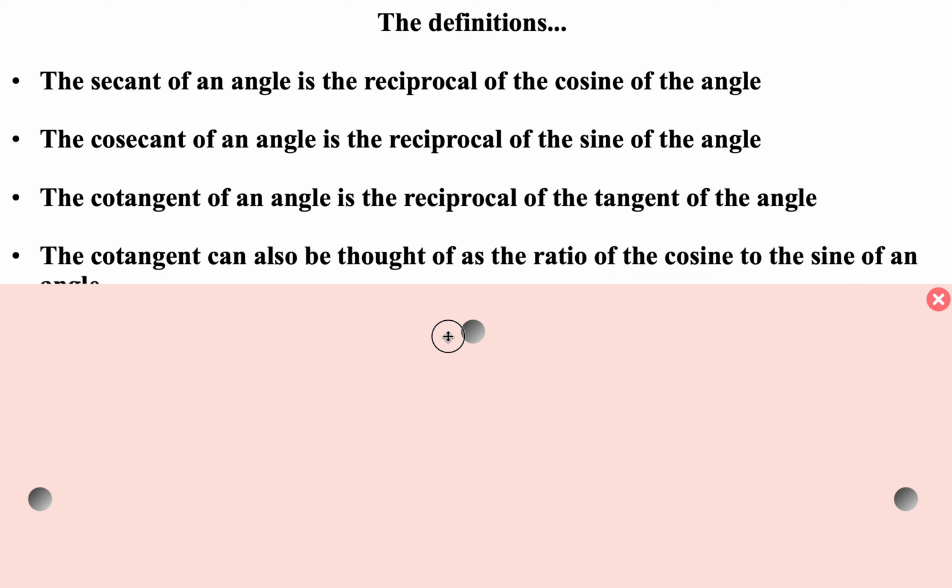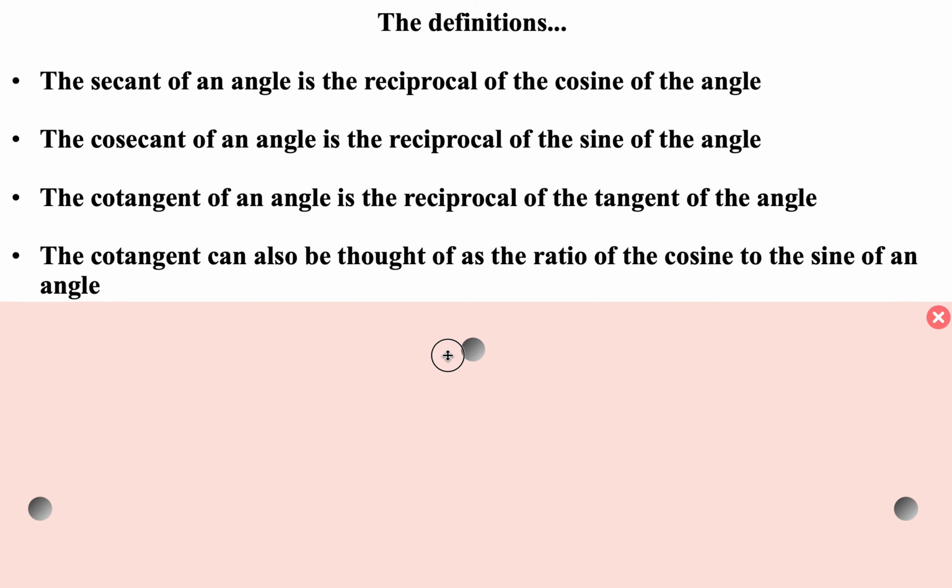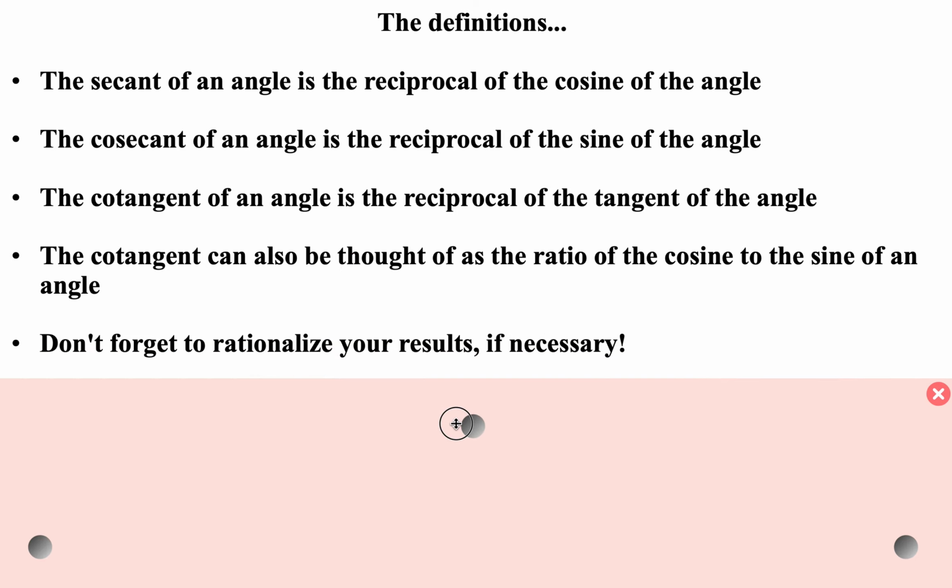The cotangent can also be thought of as the ratio of the cosine to the sine. Remember, tangent is the sine over the cosine. Well, the cotangent would then be the reciprocal of the sine over the cosine. I'll write this all out. Now, when you're finding these, you're going to end up with a lot of irrational numbers, so you want to make sure that you rationalize your results.